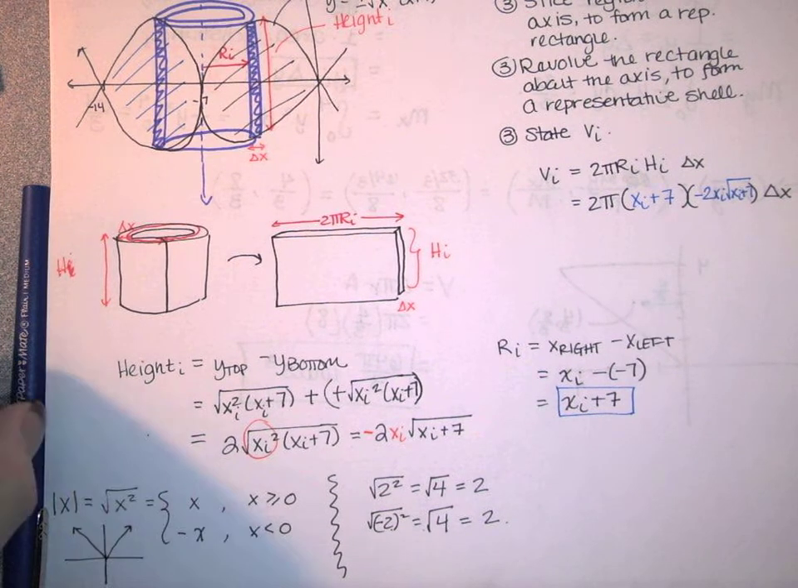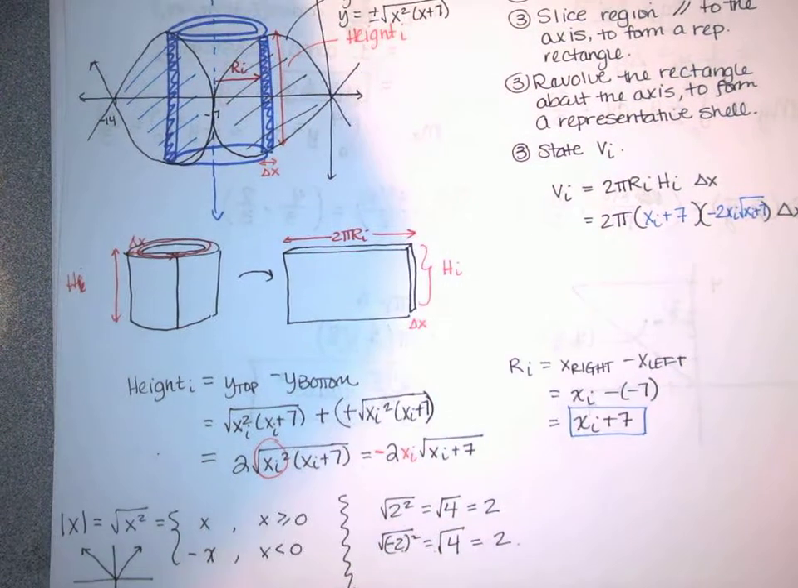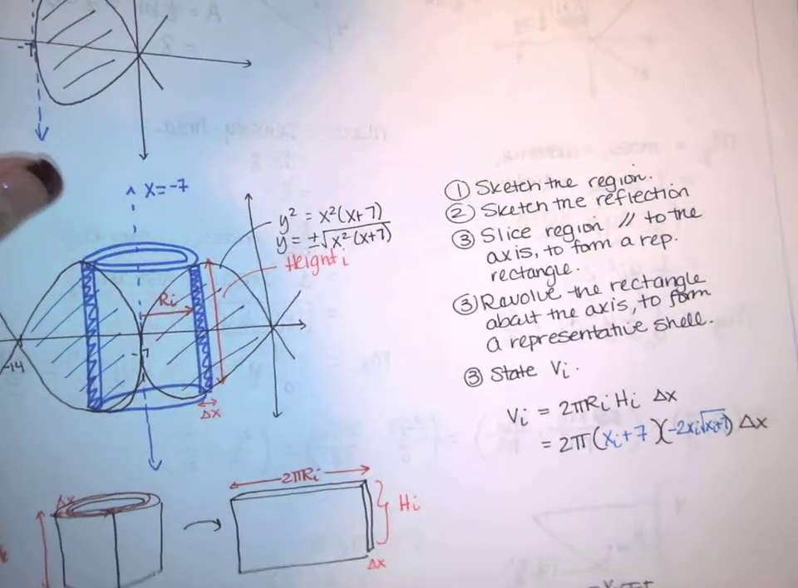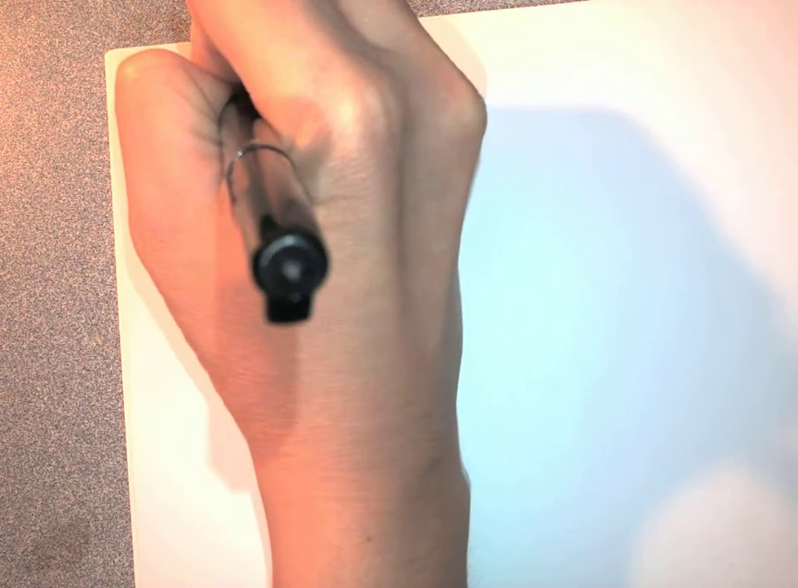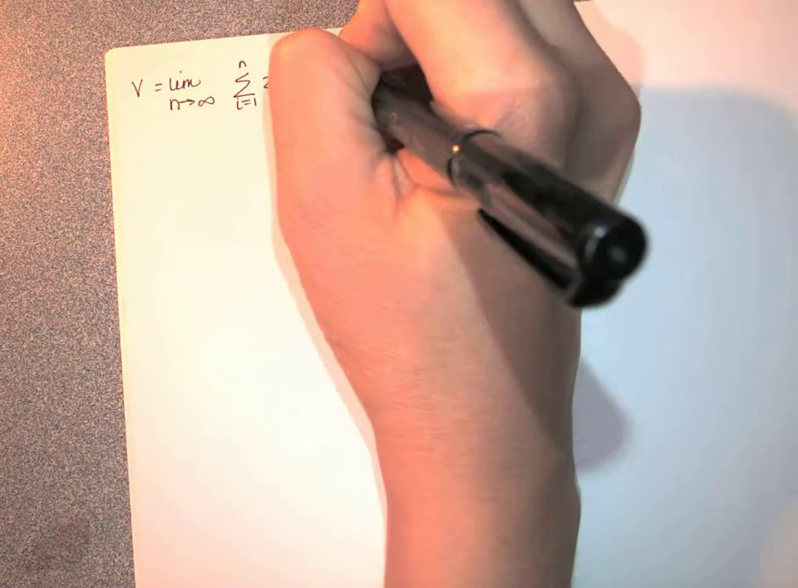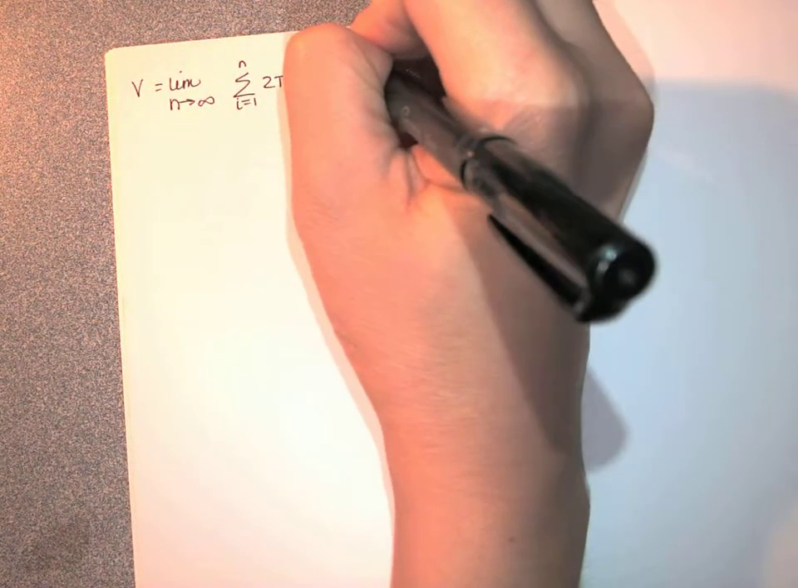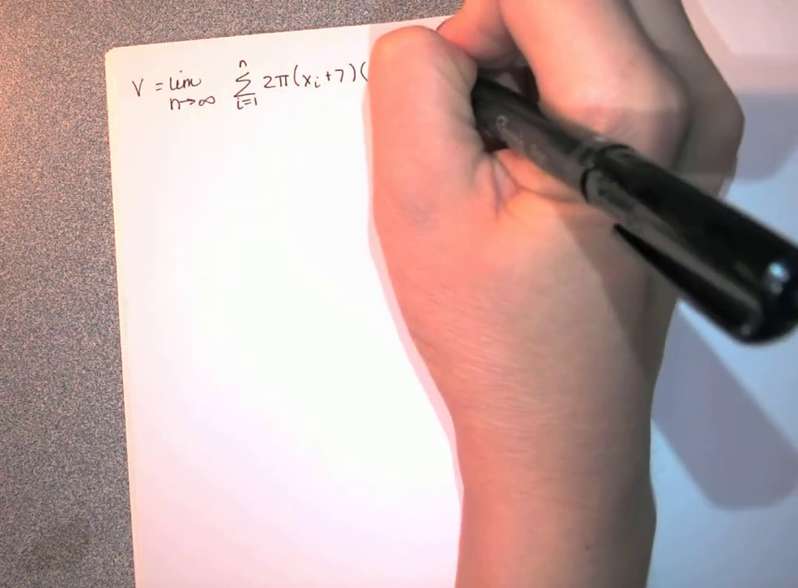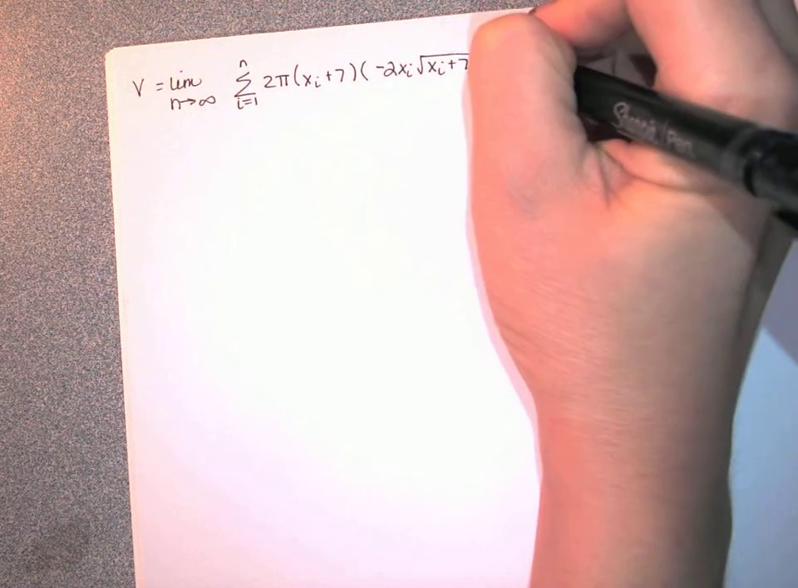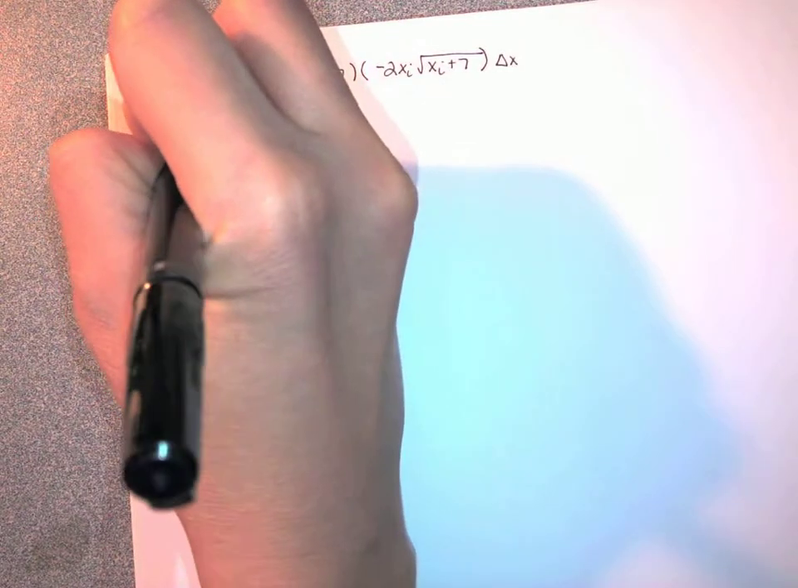Ooh, it's got a lot going on there. All right. So my total volume is equal to the limit as the number of shells goes to infinity of the sum as i goes from 1 to n of 2 pi times the radius, which is x sub i plus 7, times the height, which is -2x sub i, times the square root of x sub i plus 7, times delta x, and that's going to give us this right here.